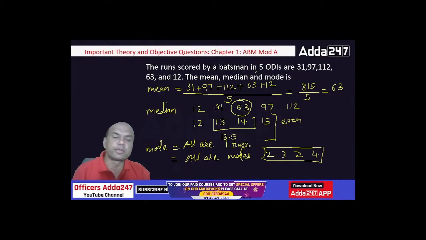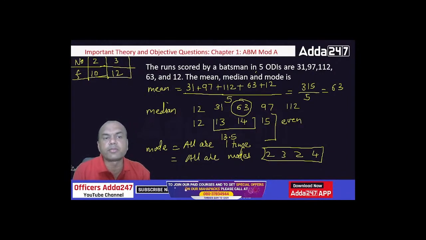Now suppose I ask you to find out the mean. Let's find out only the mean now of numbers with their frequency. If the number is 2, then the frequency is 10. The number is 3, then the frequency is, let's say, 12. Let's keep only 2 numbers. Now I'll ask you the mean of these numbers. Number 2 is occurring 10 times. Number 3 is occurring 12 times. So how will you find out the mean?